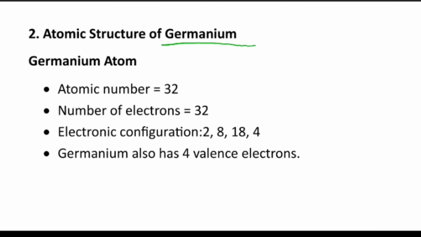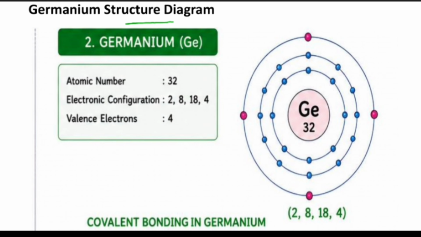Next is the atomic structure of germanium. The atomic number of germanium is 32, and the number of electrons revolving around is 32. The configuration is 2, 8, 18, 4, with 4 valence electrons. In the structure of germanium, you see the atomic number, electronic configuration and valence electrons, and how the electrons revolve. You can write this diagram based on the number of electrons. The outermost shell has 4 electrons, and the inner shells have 18, 8 and 2 electrons distributed.